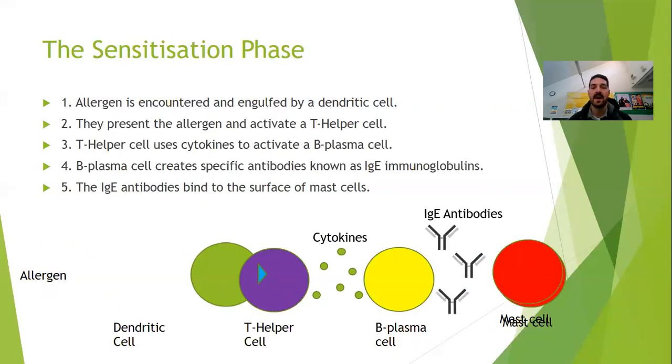Now, the antibodies in this case are specific, and they're known as IgE antibodies or IgE immunoglobulins. And what these antibodies do, which is unique to this, is they actually will bind to the surface of a mast cell. And they obviously stay there. And that's sort of the first part of our reaction. So now this mast cell is primed, or it's sensitized against a particular allergen.